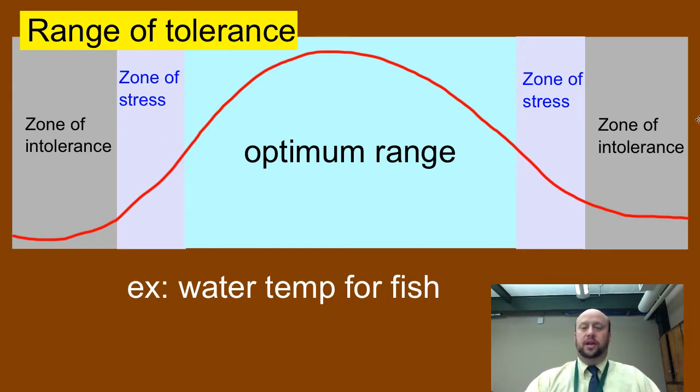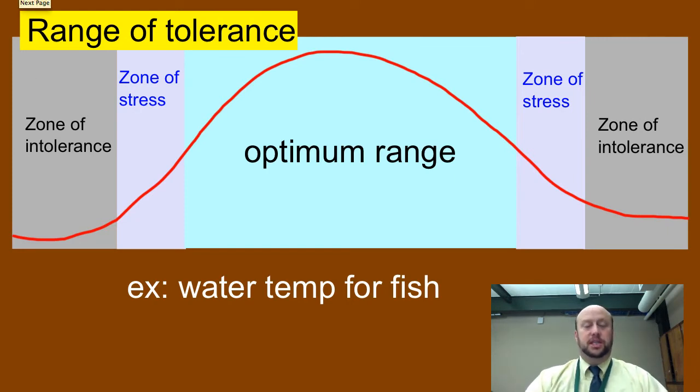And then at either end, you've got a zone of intolerance. So if the temperature goes up too much or goes down too much, those fish aren't going to be able to survive at all. And so they're basically out of the range of tolerance. So the purple and blue together here is the tolerant area. That's where they can live. And then within that, there's a smaller area that is the optimum range.